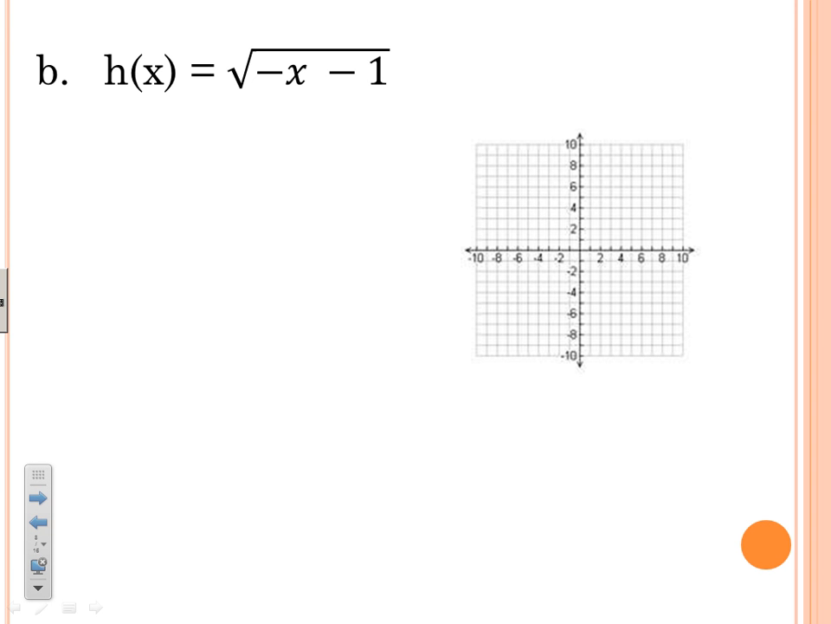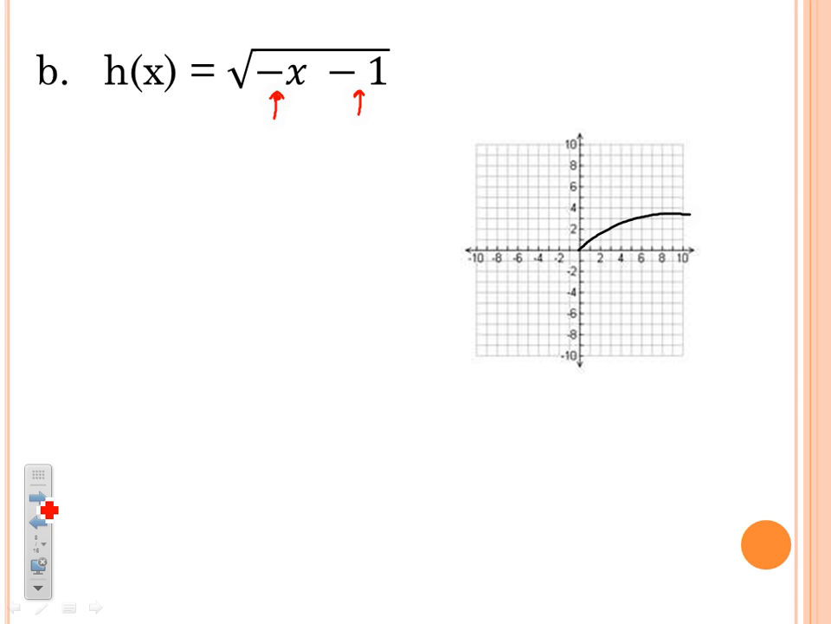So how about if we were looking at this one? h of x is equal to square root of negative x minus 1. Okay, so we still have a square root function here, so we know what the parent would look like. We'll draw that in again. So there's your parent function. In this one, we have negative of the value, okay? So that means we're going to reflect it over the y-axis. And we also still have that negative 1 in there. So we still have a shift going on.